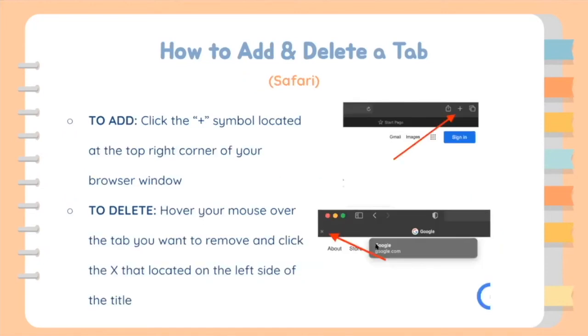And on Safari, it's basically the same thing. To add, you click the plus symbol located at the top right corner of your browser window. And then to delete, you go to the tab you want to delete, hover your mouse over that title, and click the X located on the left side of the title. It looks something like this over here.